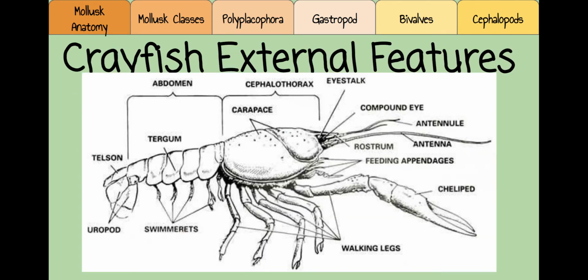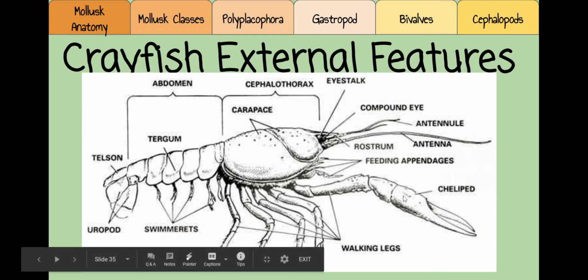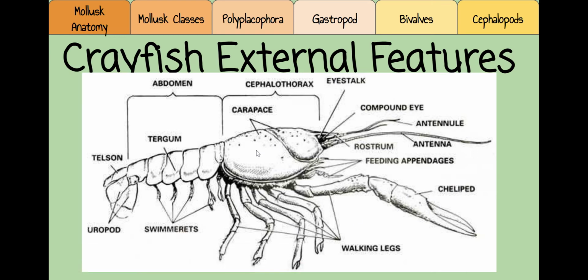Crayfish have external features. A lot of external features. If you ever had a lobster before, you might be familiar with the claw, otherwise called the cheliped, the walking legs, this large shell part called the carapace, and then you have the tail part, which is called the abdomen. But first we want to talk about that there's an abdomen and there's a cephalothorax. Cephala meaning head, thorax meaning body.